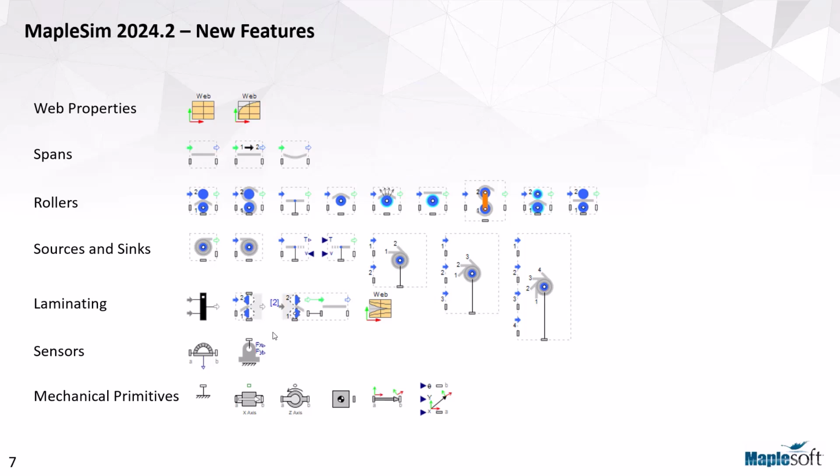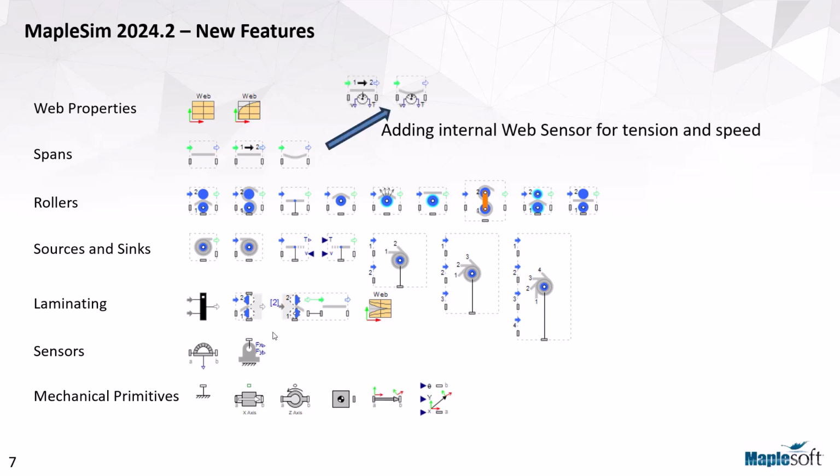In our current release 2024.2, there are some minor feature improvements. For example, now all of our spans have the same sensor output signals, meaning the web speed and also the tension in this span. In the older versions, these output signals were only available in the normal span definition, and now it's the same definition in our converting web span and also in our second web span.